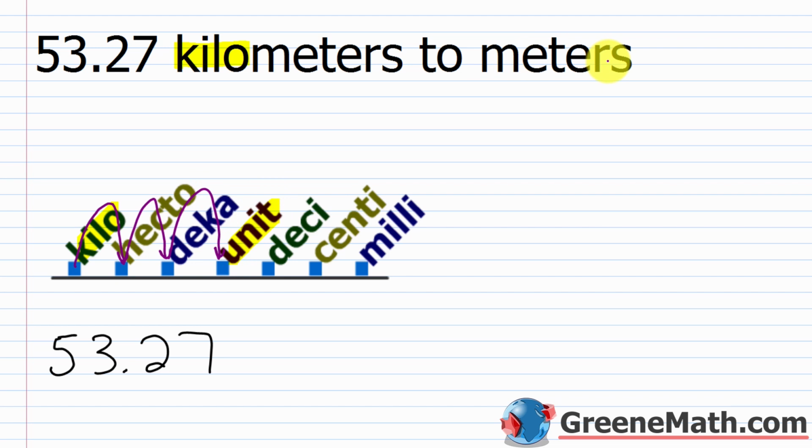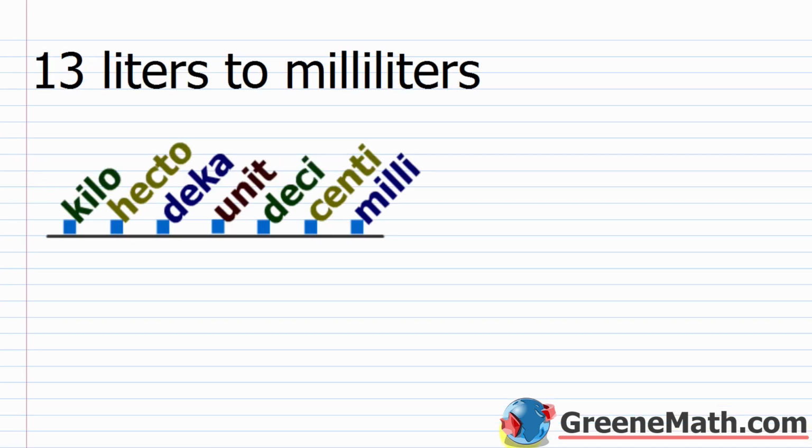And so we would match that movement here with our decimal point and go 1, 2, put a 0 here, 3 places to the right. And so we'd end up with the number 53,270, and then follow that up with the units that you're converting to. In this case, that's going to be meters. So 53.27 kilometers is equal to 53,270 meters. All right, for the next one, we're looking at 13 liters to milliliters.